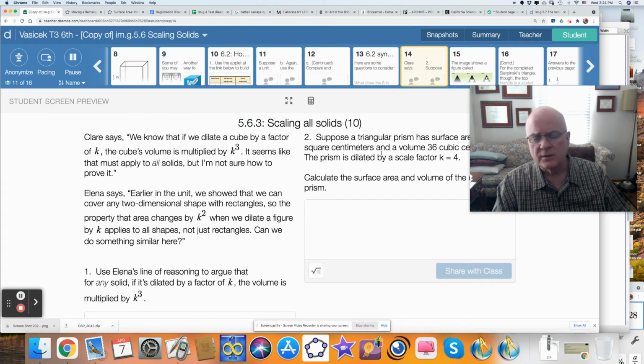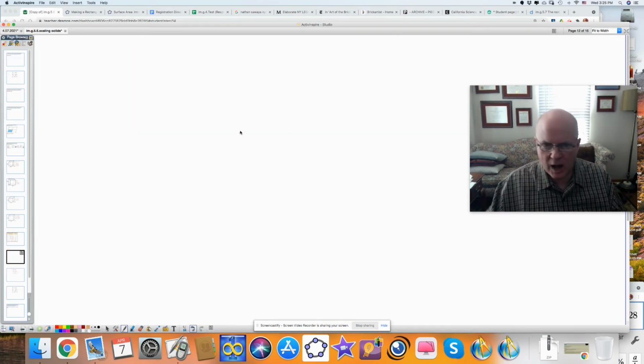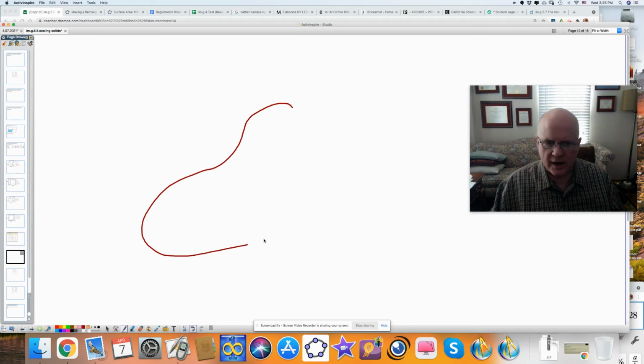Now, on page 14, Elena and Claire are having this discussion about how you prove that it's always going to be k cubed. And in the same way, maybe you remember when we did a blob. We did this with an area.